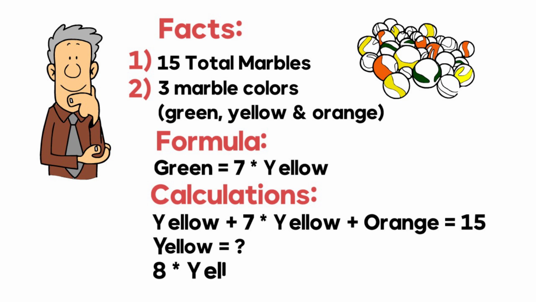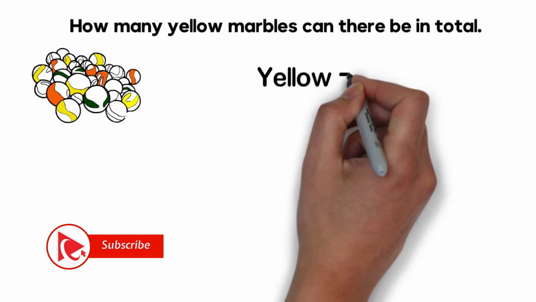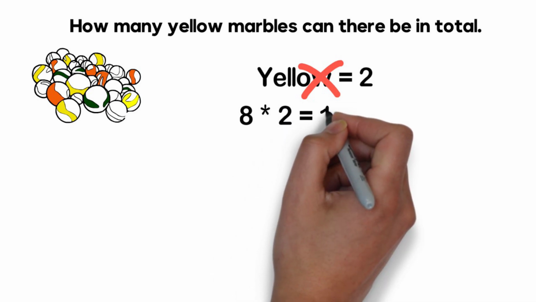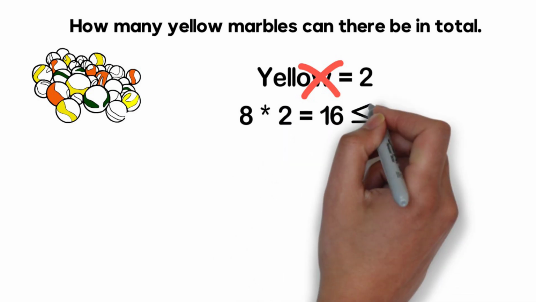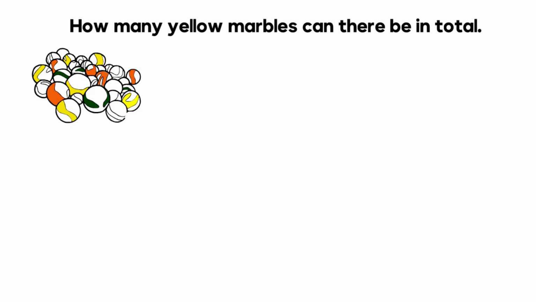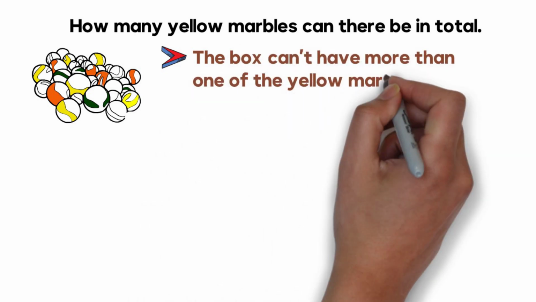Our ability to solve this challenge is based off of the fact that there is a very small number of total marbles. If we simplify the formula, we get that 8 yellow marbles plus however many orange marbles equals 15. So the question is, how many yellow marbles can there be in total? Can there be 2 yellow marbles? No, because if we multiply 8 by 2, we get a total of 16 marbles, which is greater than 15, the total number of marbles. Based on this information, the box cannot have more than 1 yellow marble.